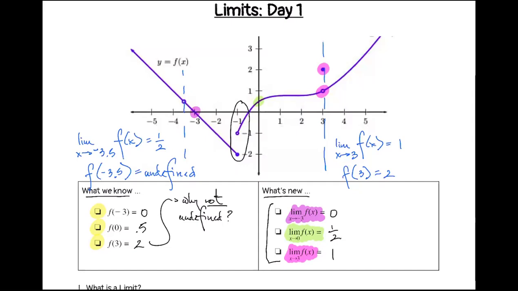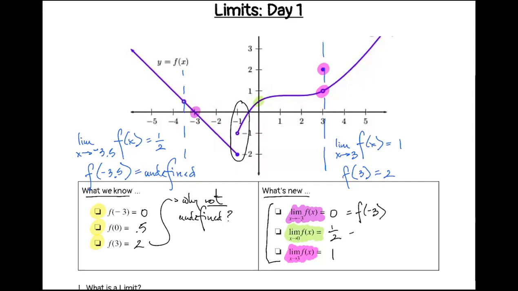So for the purple one, does the y value at -3 also equal 0? Okay, so let's go back to that first question. Does the y value at x equals -3 also equal 0? Yeah. So this happens to equal f of -3. Okay.